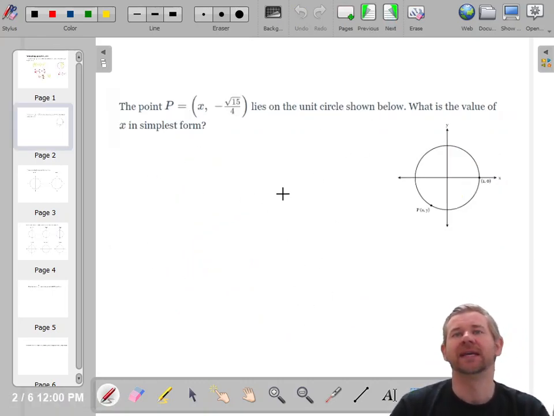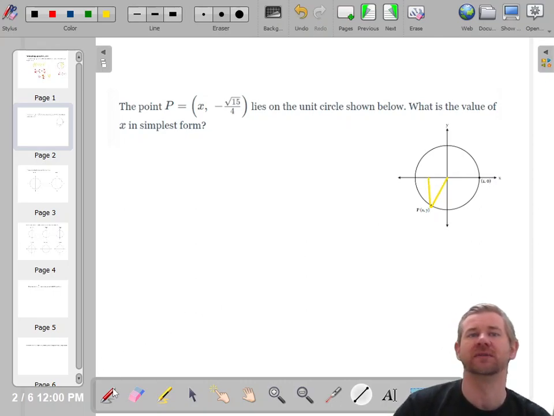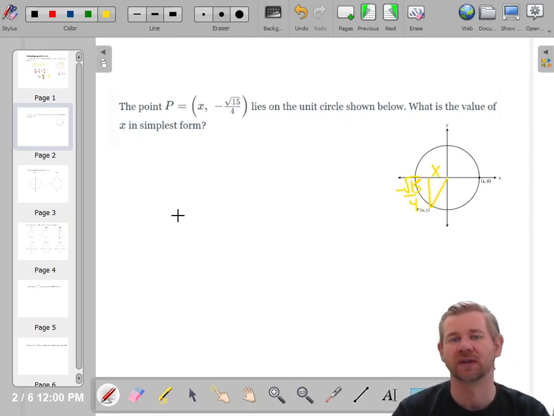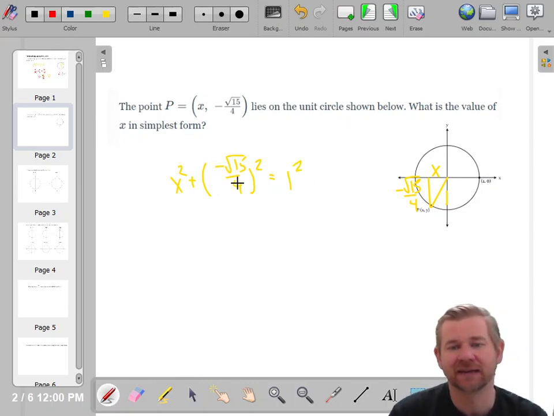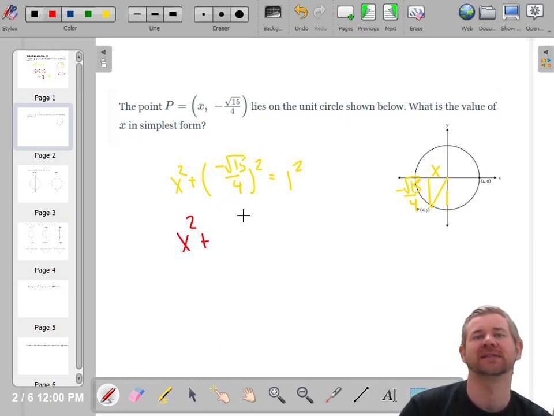Let's try another one. Now, they tell you that the y-coordinate is negative, and they're drawing it over here in the third quadrant, which hopefully you realize means the x-coordinate is also negative. I know that the y-coordinate is negative radical 15 over 4, but I don't know the x-coordinate. So I'm going to find the x-coordinate by using Pythagorean theorem, knowing that the radius is again 1. So I'll do x squared plus negative radical 15 over 4 squared equals 1 squared. And just as a reminder, the fact that it's negative isn't going to matter, because a negative times a negative is still a positive.